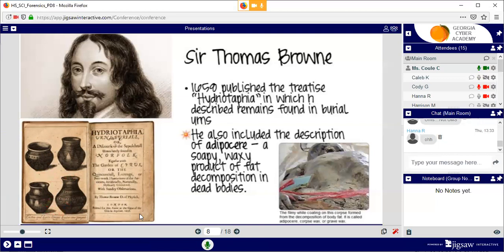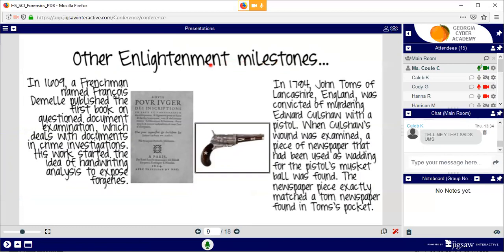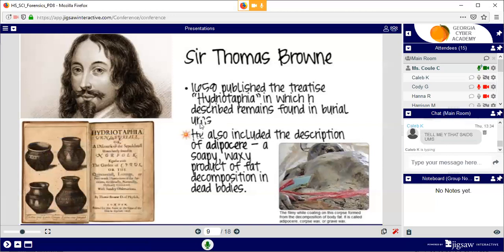All right, some other milestones in enlightenment. It's just the R and the N ran together, people. It's just the font. I'm sorry for my font selection.